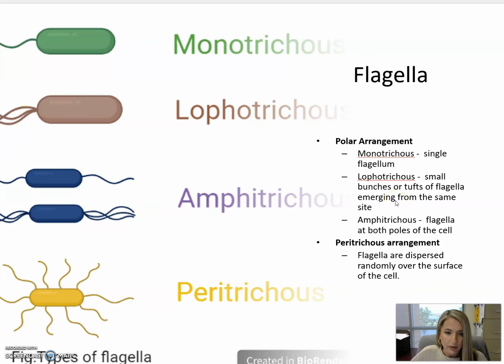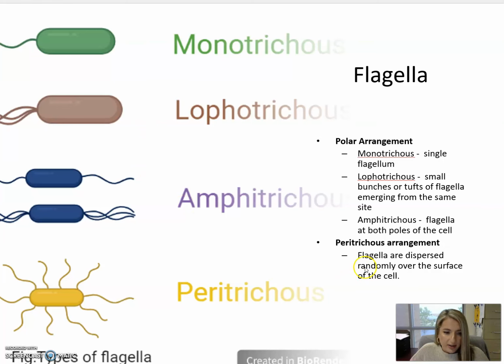Amphotrichous arrangement would be a bacteria that has flagella on both ends of its poles, or both its left and right side. So over here, this is amphotrichous arrangement. We see one flagella over here, one flagella over here. Same here, there's 3 flagella on this side, 3 flagella on the other side. But it typically is going to be an equal number of flagella extending from both ends of the bacterial cell.